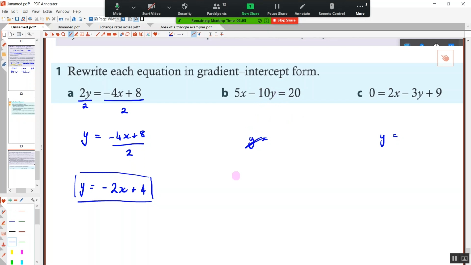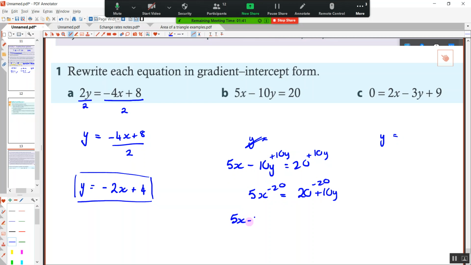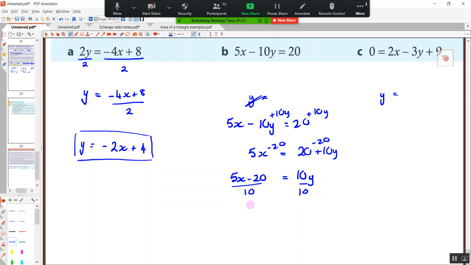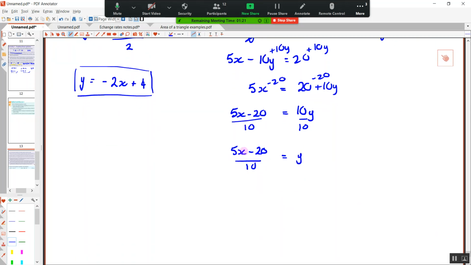This one here, let me just go through it quickly. I'm going to add my 10 y's because I don't want negative y's. So I'm going to have 5x and 20 plus 10y. I'm then going to subtract the 20. All right, you might say this is a long-winded way, but that's fine. And then I'm going to divide by the 10. And that gives me 5x minus 20 divided by 10 is equal to y. Now, does this side divide by 10?